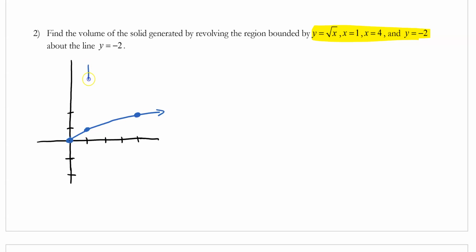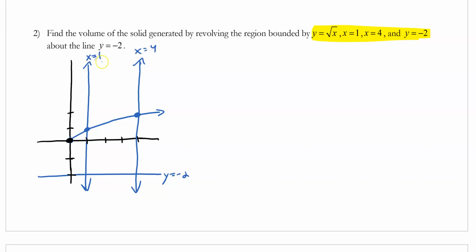We have a line x equals 1. Here we have a line x equals 4. Right here, and we have the line y equals -2, which is right here. Okay, and our bounded region is the region between all four of these objects. So it's this space right here that we're discussing. That's what we're referencing, okay? And in this problem, it says that we're going to rotate this region about the line, meaning around the line, y equals -2.